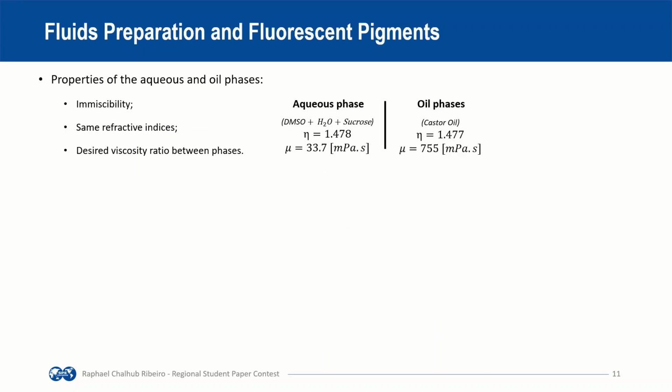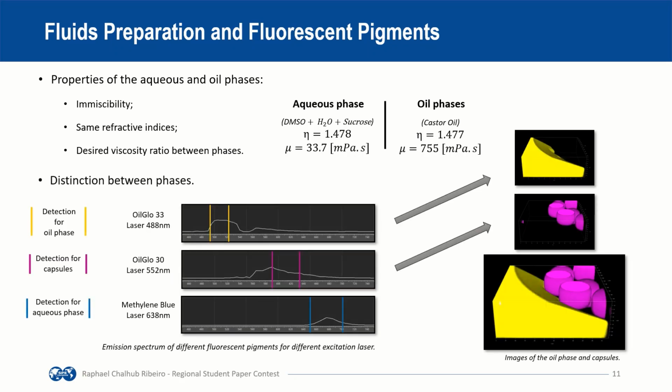Choosing the fluids for the experiments demanded the immiscibility of the oil and aqueous phase, the matching of the refractive indices, and the proper viscosity ratio between the phases. Because the phases have the same refractive indices, the confocal technique needs the addition of fluorescent pigments to distinguish them. We have carried out a survey on fluorescent pigments, which allowed the simultaneous visualization of the oil phase, microcapsules, and aqueous phase.